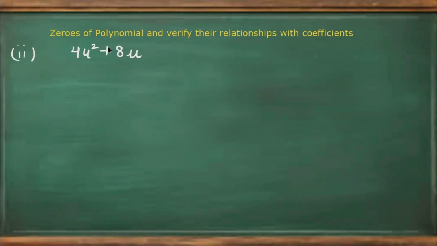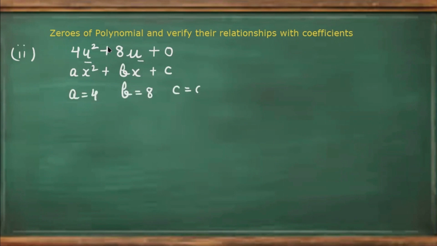Let's take another example of an equation. Now here you can see we have only 4u square plus 8u. We don't have any constant term, so we'll add 0 here. If I compare this equation with ax square plus bx plus c, a is equal to 4, b is equal to 8 and c is equal to 0.